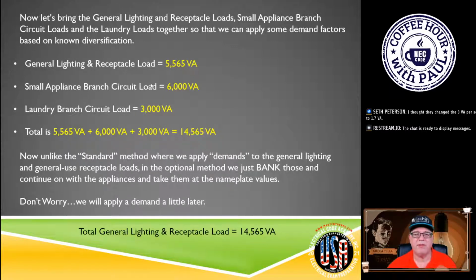So we took everything, and this is what our totals were: 5,565, 6,000, and 3,000. Add them all up and that should be 14,565. Don't take my word for it, calculate it out to verify. That should be our general lighting and receptacle load value. We're going to do something with it, but bank those numbers right now. Just write those off to the side.